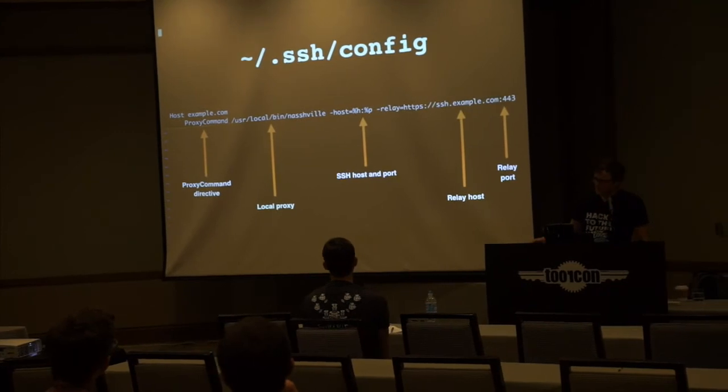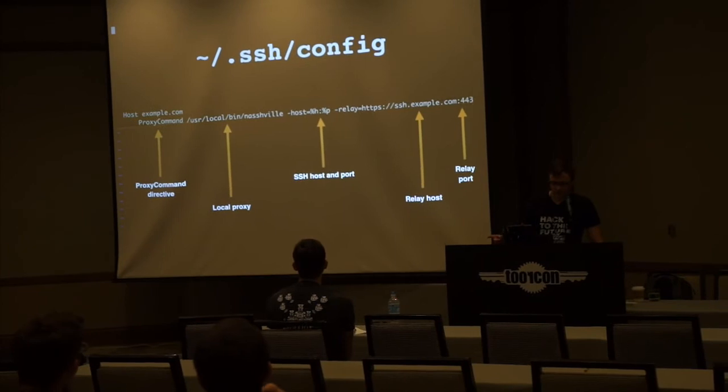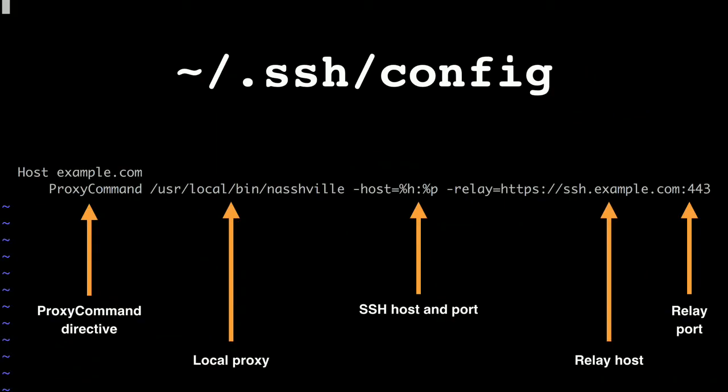So this is what an SSH config file might look like to get this working. You specify a host, for example, and tell it to use a proxy command, which ours we cleverly called Nashville because NASSH. The host and port are just the SSH host and port that automatically get passed to the proxy command. And then we have this relay, which I'll talk about next.